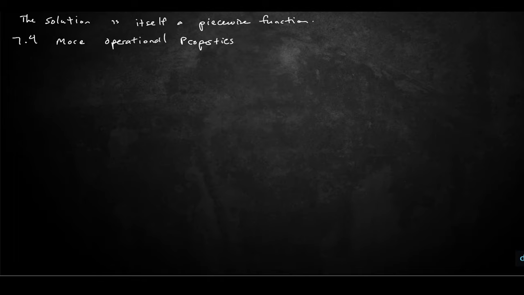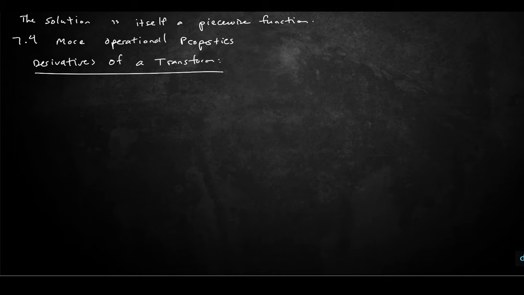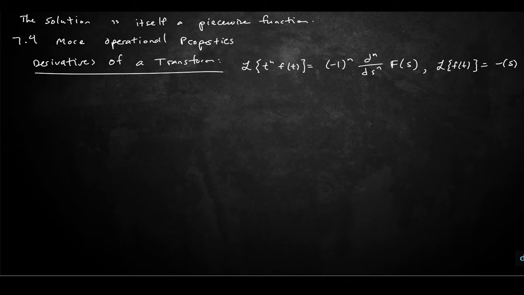For Laplace transforms, the first one is called derivatives of a transform. And basically it says that Laplace of t to the n times f of t equals negative 1 to the n times the nth derivative of capital F of s. And here capital F of s is just the Laplace transform of f. So the Laplace of little f of t would just be capital F of s if we were not multiplying it by t to the n. So basically you end up taking derivatives of your Laplace transform capital F of s if you multiply by t to the n.